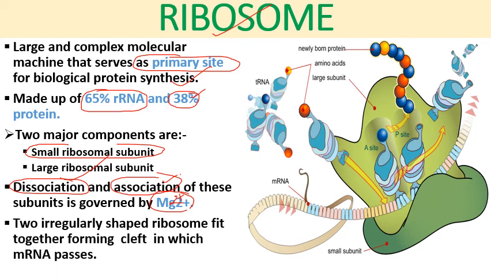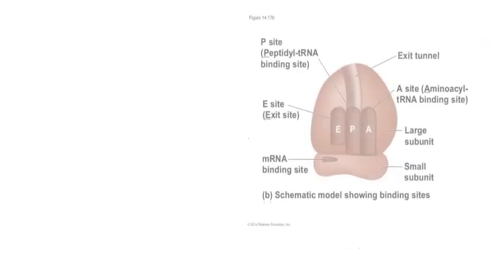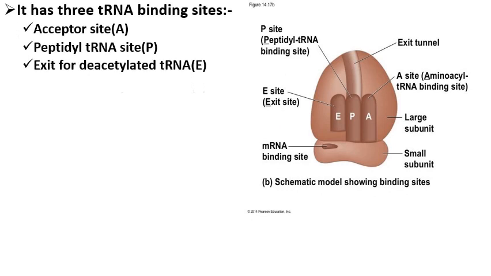Two irregularly shaped subunits fit together, forming a cleft in which mRNA passes. It has three tRNA binding sites. On the ribosome there are three tRNA binding sites: the acceptor site, abbreviated as A, then the peptidyl tRNA site, abbreviated as P, and the exit site for deacylated tRNA, abbreviated as E site. So these three sites are present on the larger subunit of the ribosome.